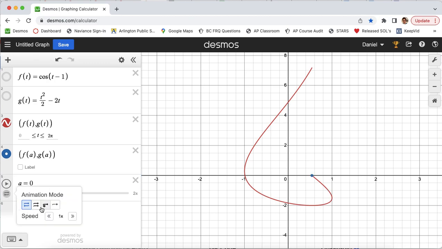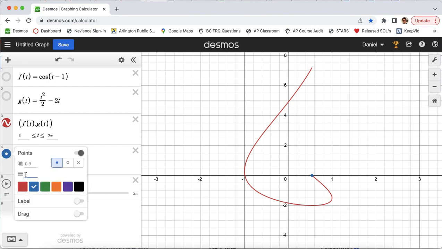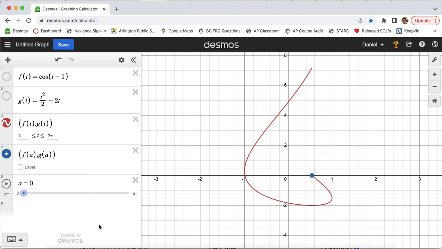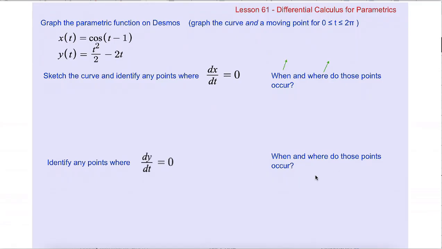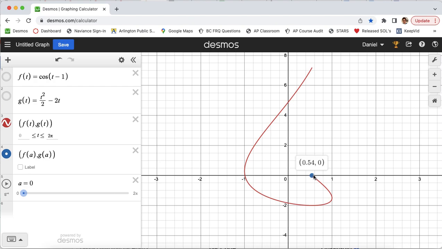Let me just make it so that it only goes once. And you can see that this point, when t is 0, the coordinate here is 0.540, which means the cosine of -1 is 0.54, and 0 squared over 2 minus 0 is 0. That's why that's the coordinate. And as time goes by, the coordinate will move that way, and then down, and then back up, and then it'll keep going like that.